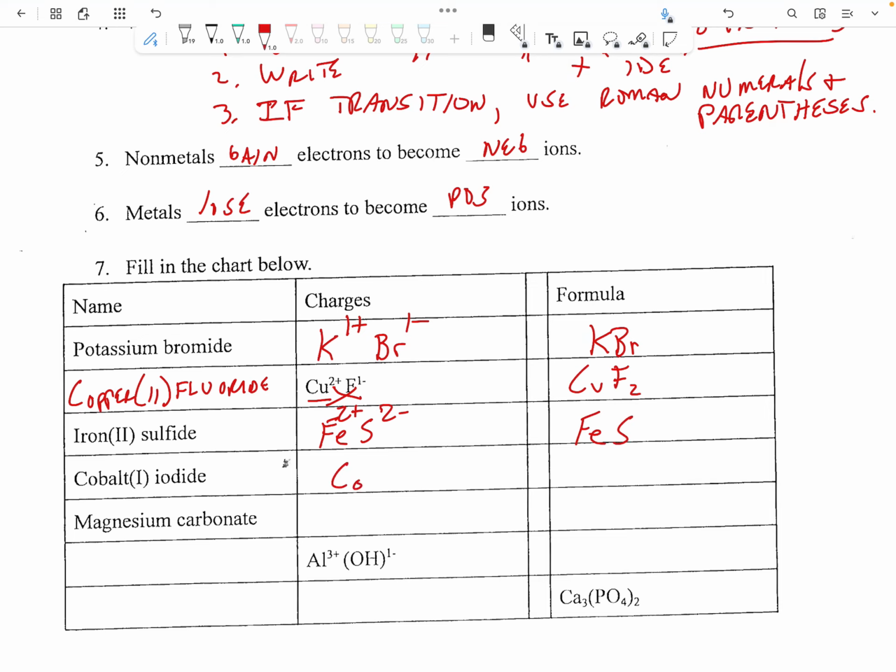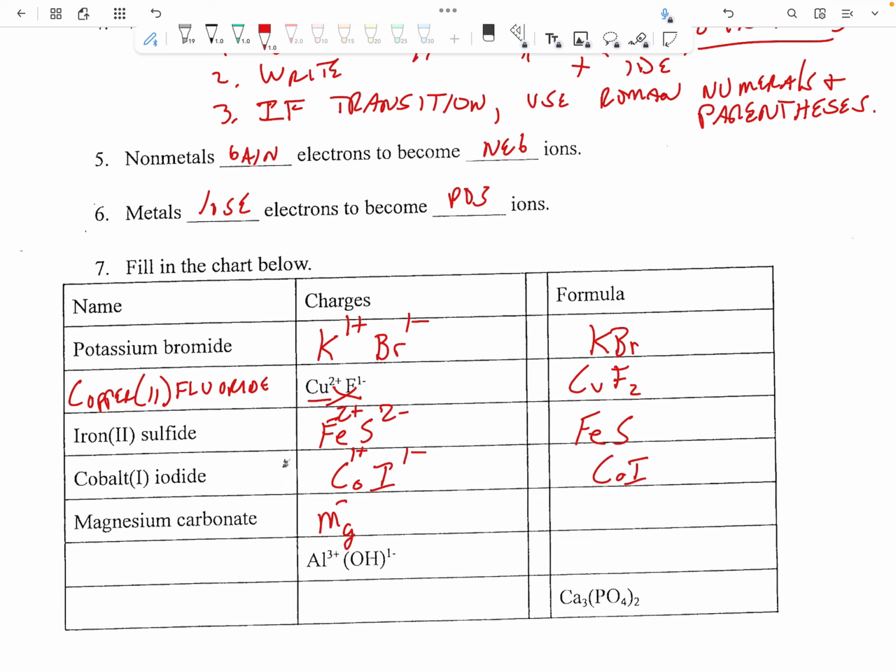Cobalt 1 iodide. So we're going to have cobalt here, iodine here. Now, the iodine has a charge of 1 minus. That means the cobalt's going to have a 1 plus. So those charges are going to cancel each other. Those numbers are going to cancel each other. CoI. All right.